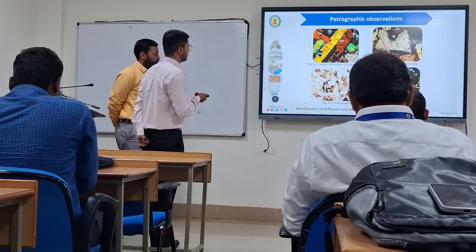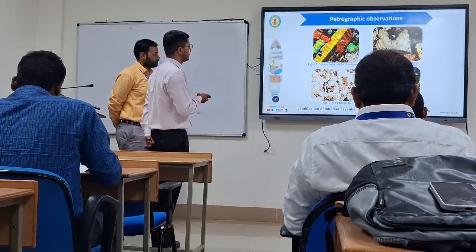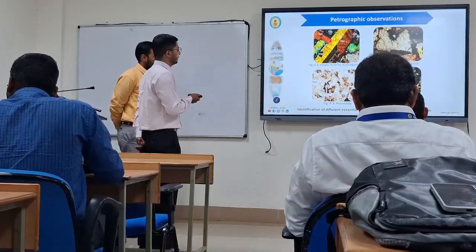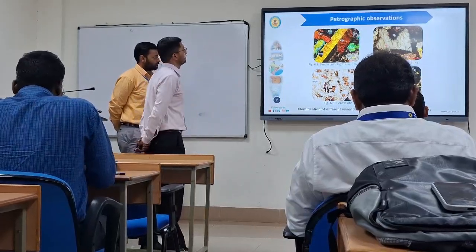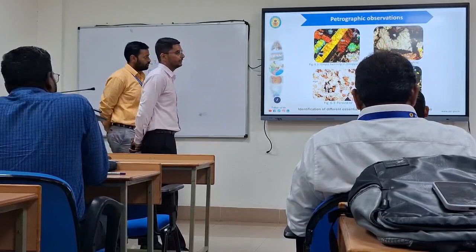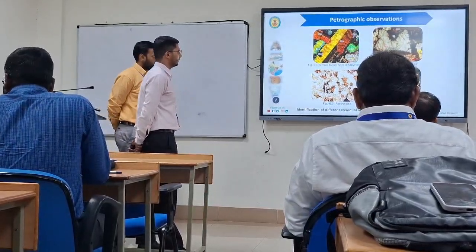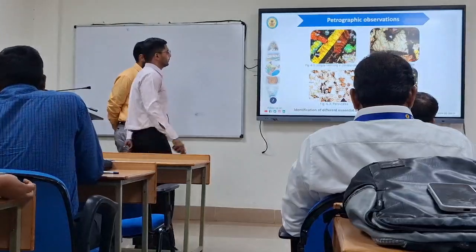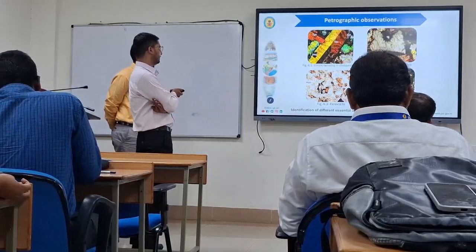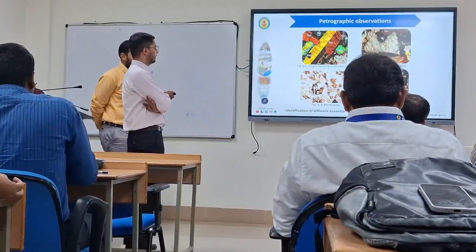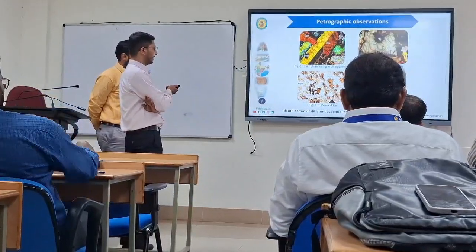And in the fourth slide, we see some accessory minerals such as apatite and sphene. Sphene is identified based on the wedge shape and higher order interference color and high relief. And in case of the apatite, we identify this based on the first order interference color and its shape and high relief.